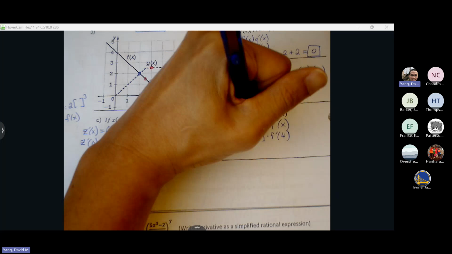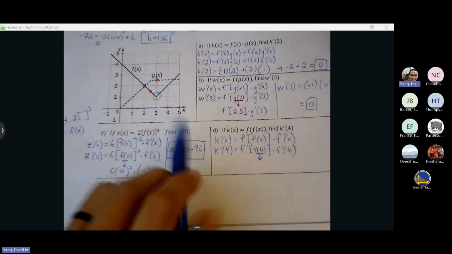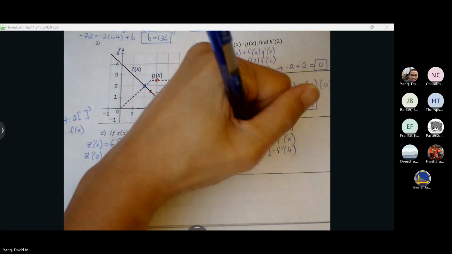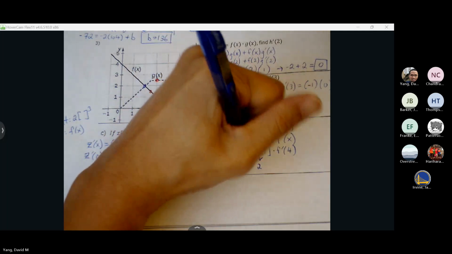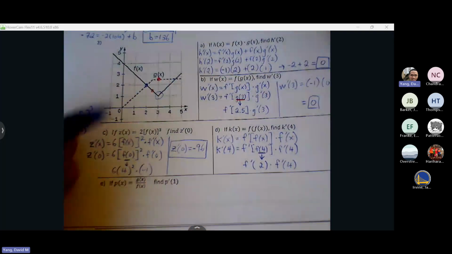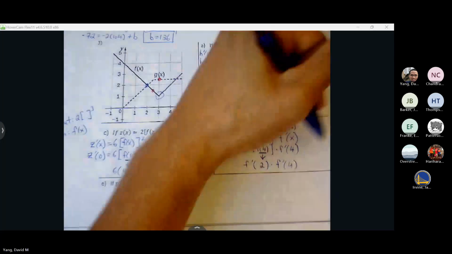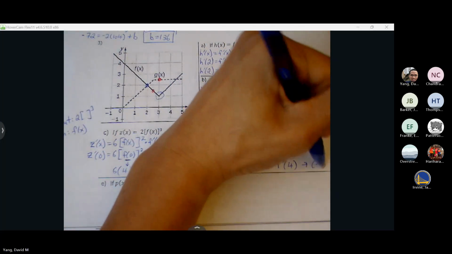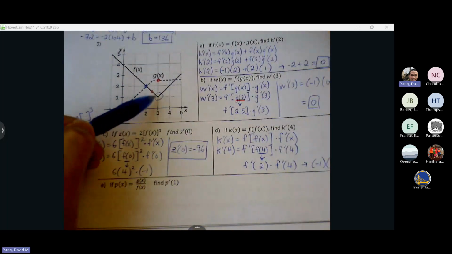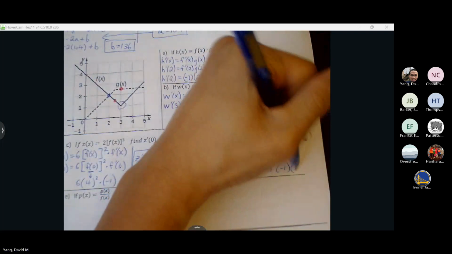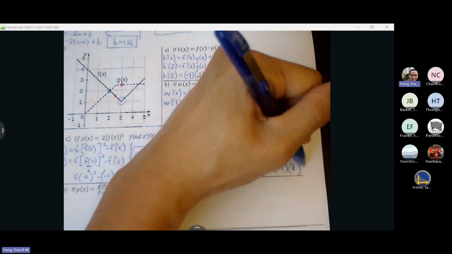Let's handle one piece at a time. F of 4, asking for the y value of the f graph at 4. The y value of the f graph at 4 is 2. So all we're left to find is f prime of 4 and f prime of 2. So f prime of 2 is asking for the slope of the f graph at 2. That's a slope of -1. And the slope of the f graph at 4, part of this line segment. So this line segment has a slope of 1. And so -1 times 1 is -1.